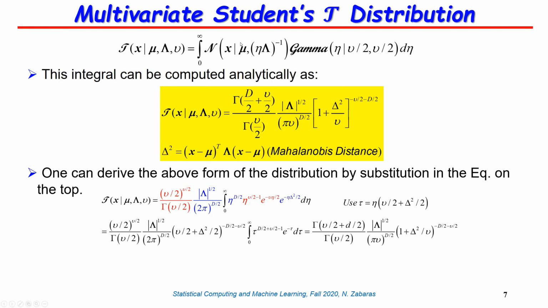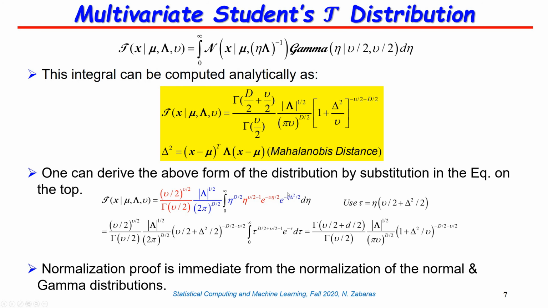Obviously, because both these Gaussians and the gamma distribution were normalized, you do expect that this distribution is normalized. So all of these things that you see in front effectively take care of the normalization of the student t distribution. So if you integrate this from minus infinity to infinity, you will get the integral to be equal to 1.